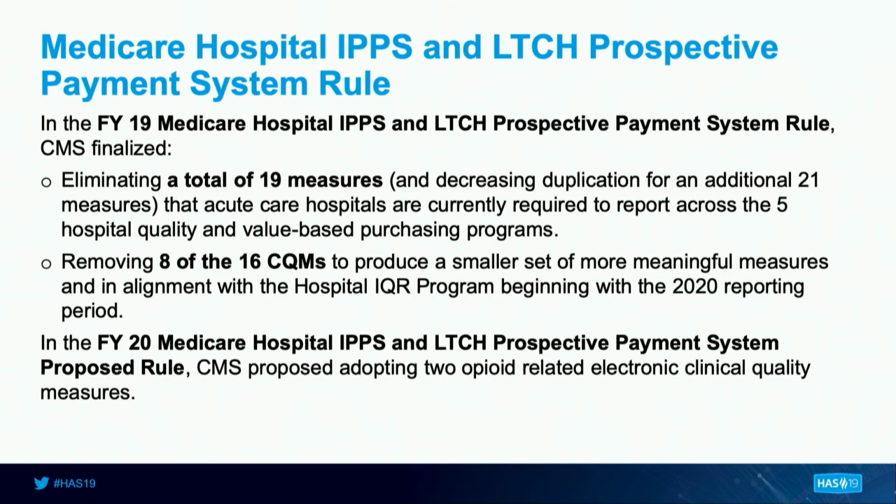And then here's a further example. Again, not going to go through this in too much detail, but this is an example of the fiscal year 2019, one of our rules, where we eliminated 19 measures. We removed 8 of the 16 clinical quality measures, and really just decreased the amount of burden that we had within that rule.